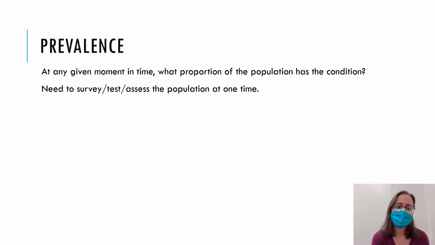What about prevalence? So prevalence is at any given moment, say today, what proportion of the population has the condition. So if I were to go around to every person in Dunn County today and test every single person for chlamydia, what proportion of them, because it's going to be a rate, are going to actually be positive for chlamydia? And so in order to do this, I need to assess the entire population at one time. So let me show you an example.